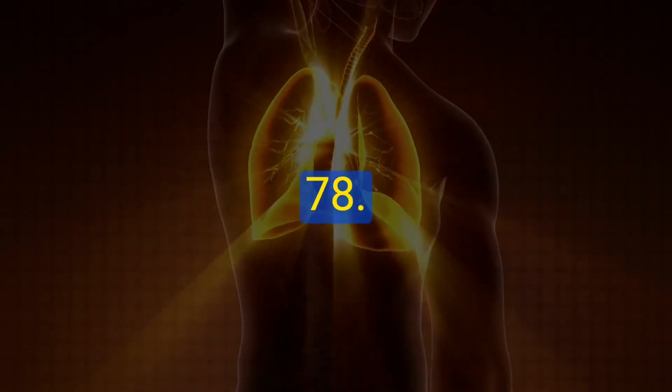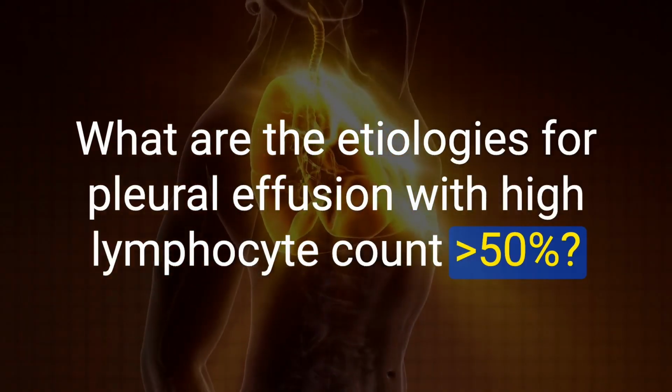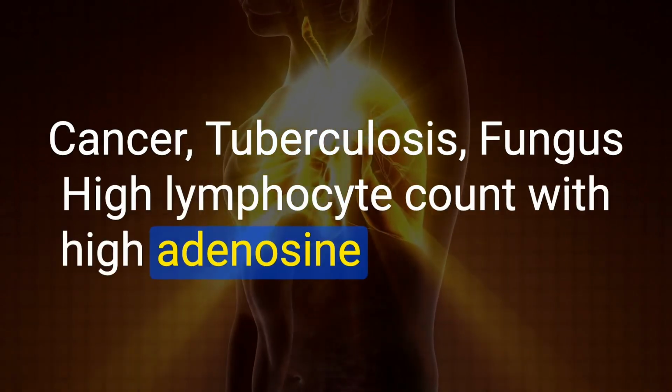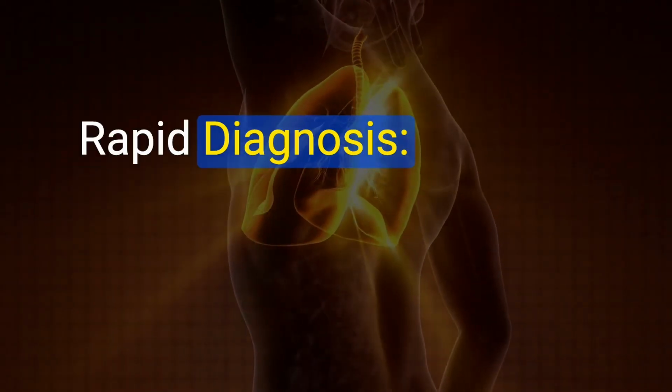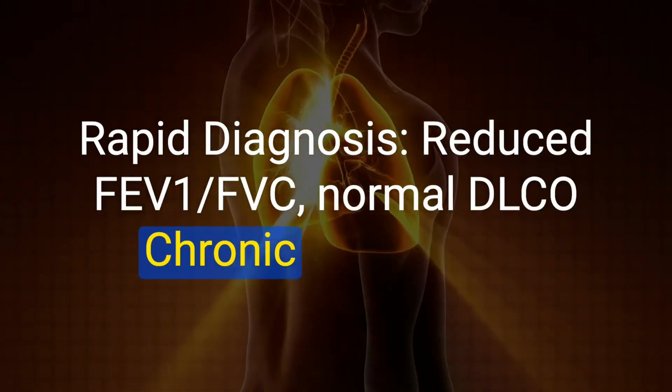Bronchitis. 78. What are the etiologies for pleural effusion with high lymphocyte count greater than 50%? Cancer, tuberculosis, fungus. High lymphocyte count with high adenosine deaminase: tuberculosis. 79. Rapid diagnosis, reduced FEV1/FVC, normal DLCO, chronic bronchitis.